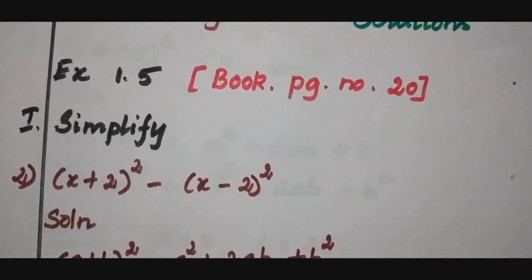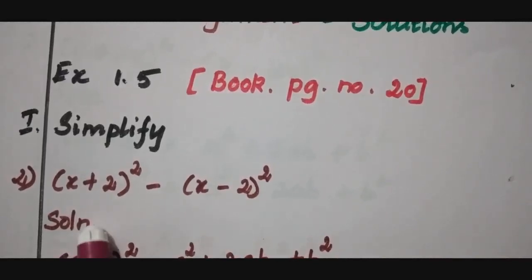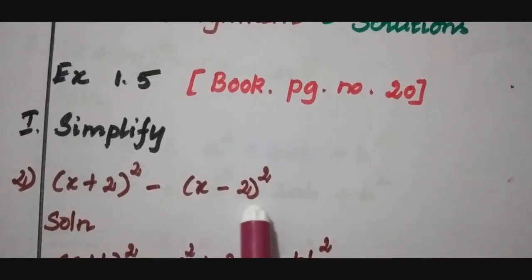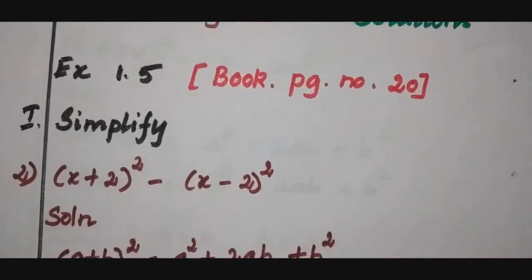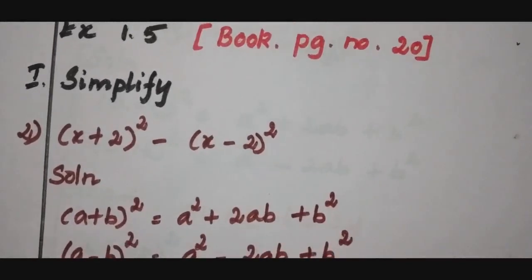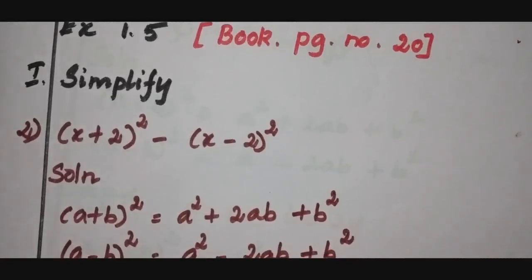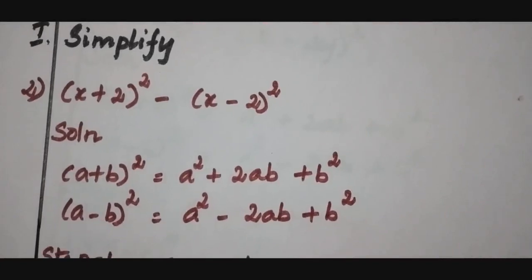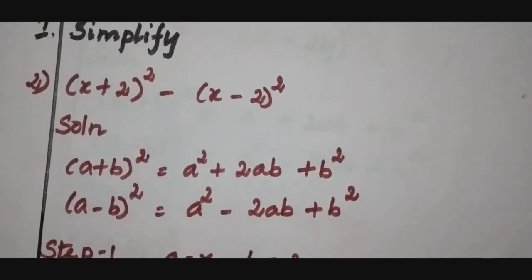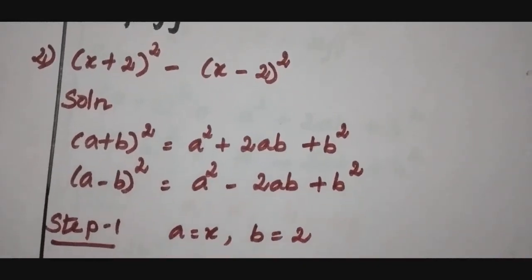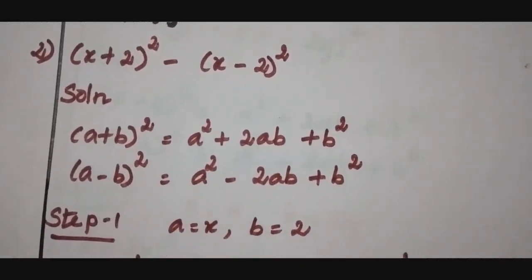The expression (x + 2)² is based on the identity (a + b)², and the expression (x − 2)² is based on the identity (a − b)². So write the identity first. (a + b)² is equal to a² + 2ab + b², and (a − b)² is equal to a² − 2ab + b².